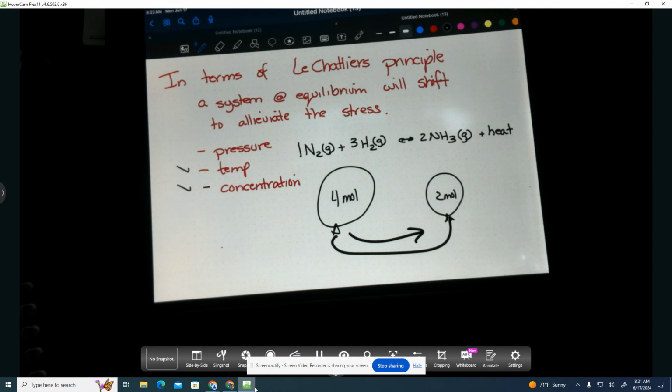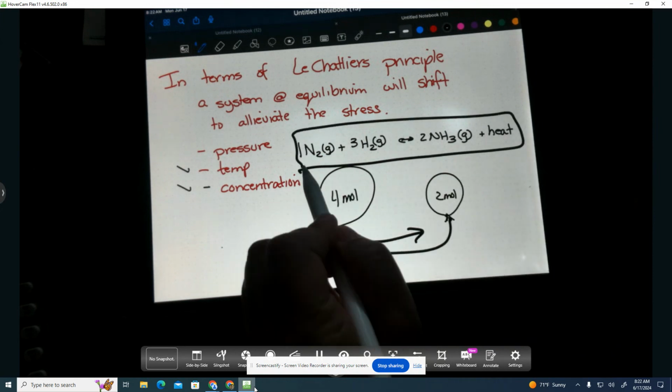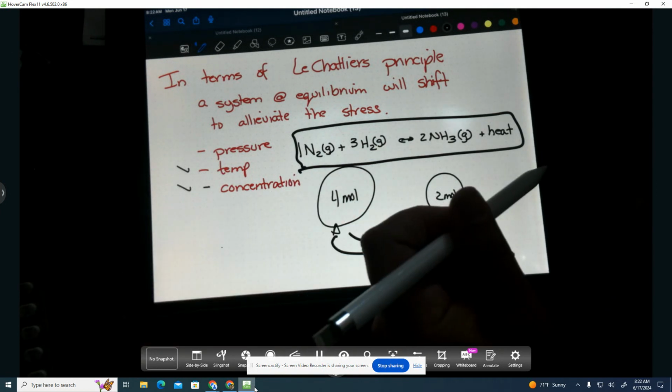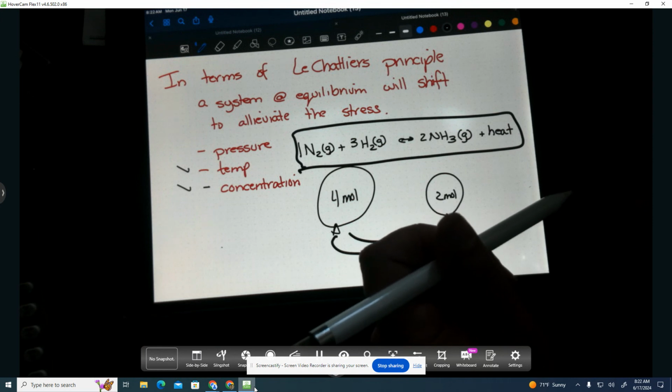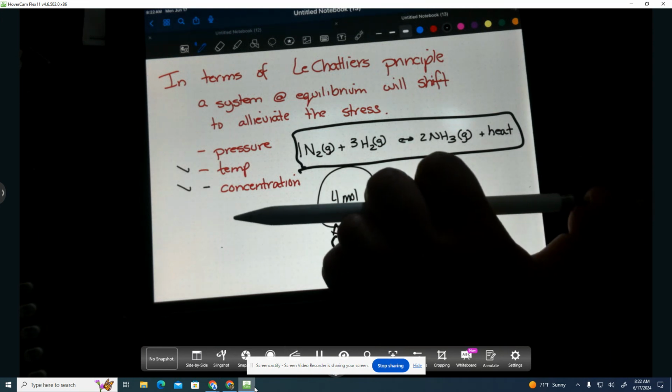So pressure is the only one that's different in the sense that there is no pressure written up here. You have to actually look at the gases to figure out which direction it goes. Capiche? Go ahead, Jack. How would you answer the question? If I increase the pressure, which way will it shift? Left to right. It's going to go to the right. If I decrease the pressure, it's going to go to the left.